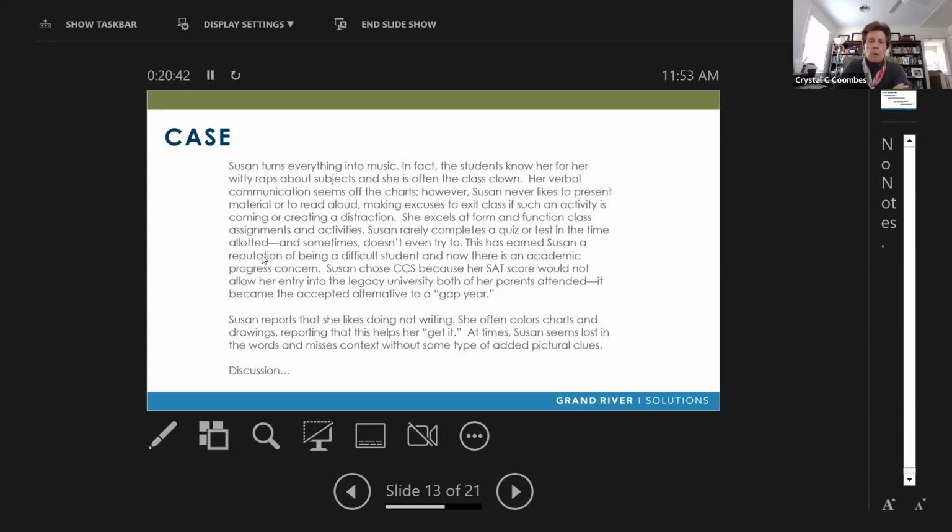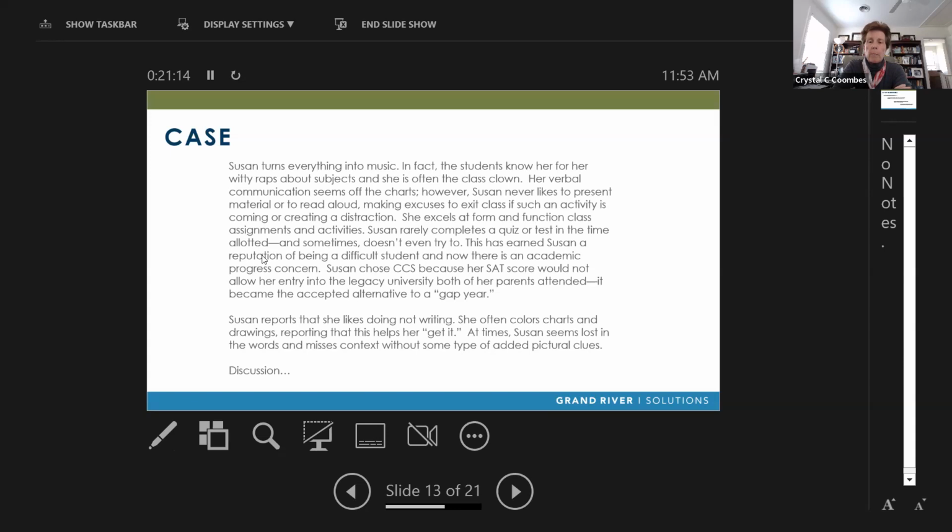Her verbal communication seems off the chart. However, Susan never likes to present material or to read aloud, making excuses to exit class if such an activity is coming, or creating a distraction, usually to get herself kicked out of class. She excels at all forms and function class assignments, meaning that if it's hands-on or she believes it's something that's going to require some sort of an activity that isn't writing or reading, she's there and she does very well.